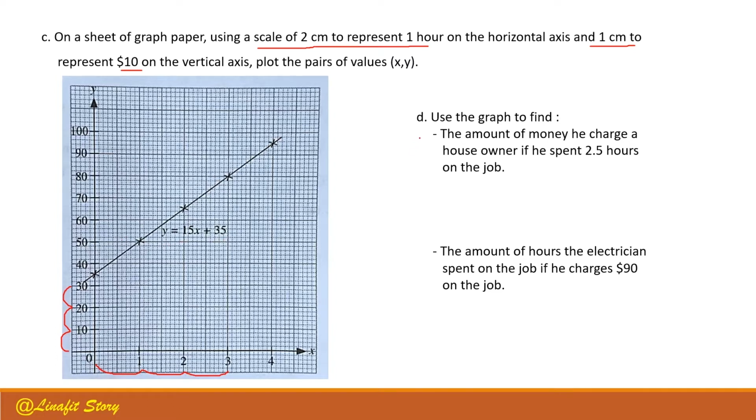Question D. Use the graph to find the amount of money he charged the house owner if he spent 2.5 hours on the job. You may use a ruler. So this is 2.5 hours. From the graph, the amount of money charged if he spent 2.5 hours on the job is $72.50.